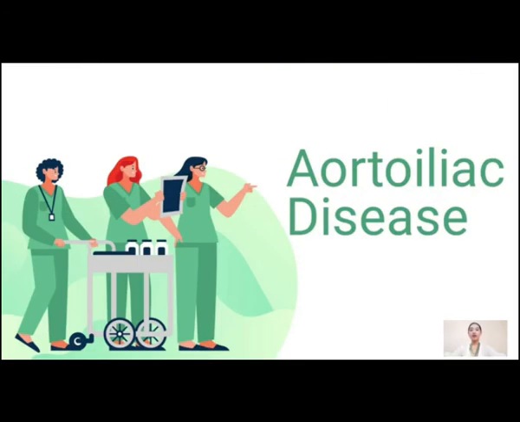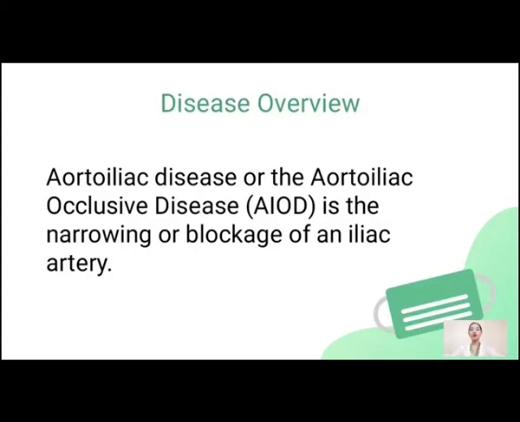Now, let's talk about aortoiliac disease. For the disease overview, aortoiliac disease, or aortoiliac occlusive disease, is the narrowing or blockage of an iliac artery. The aorta, the largest blood vessel in the body, runs through the center of your chest and abdomen, carrying oxygen-rich blood from your heart to the rest of your body. The iliac arteries branch off your aorta and carry blood to your legs.